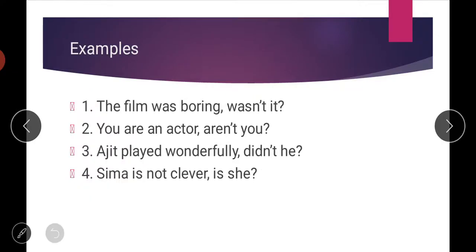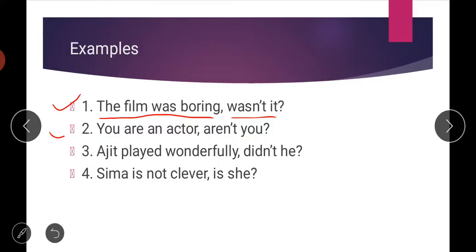Look at these examples. The film was boring, wasn't it? For example, I am asking my sister, the film was boring, wasn't it? So I am asking for my sister's opinion regarding the film, that I feel it was boring. Wasn't it, meaning did you also feel so? See, the statement was positive, meaning we haven't used any word like not, do not, does not. So the statement was positive, which is why the tag was negative, was not.